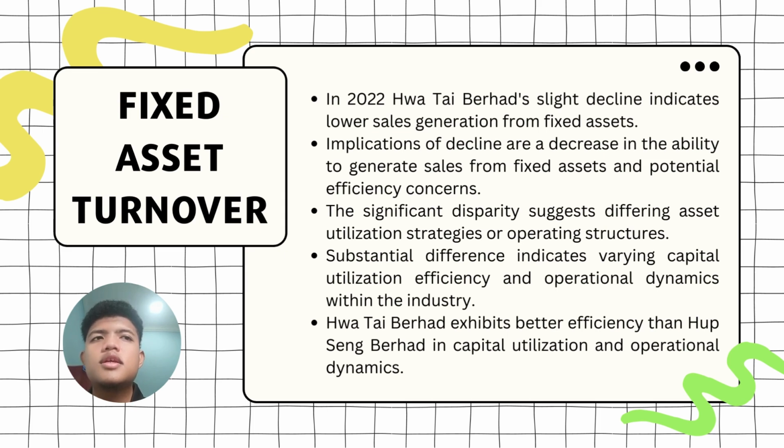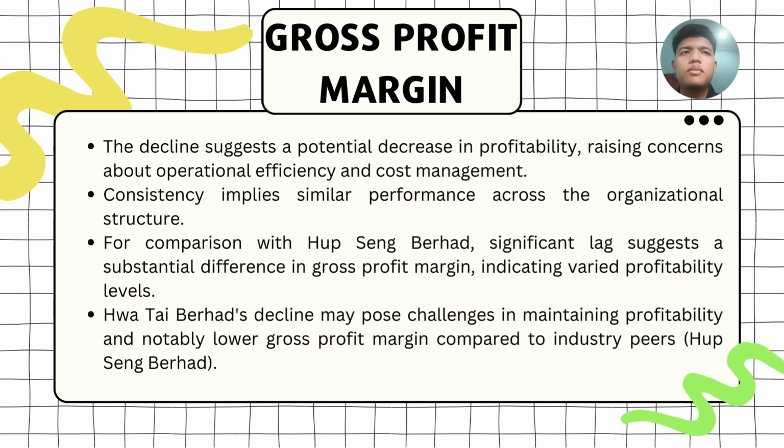The substantial difference indicates varying capital utilization efficiency and operational dynamics within the industry. Watai Berhad exhibits better efficiency than Hub Seng Berhad in capital utilization and operational dynamics. And lastly, from me is gross profit margin. For Watai Berhad, the decline suggests a potential decrease in profitability, raising concern about operational efficiency and cost management.